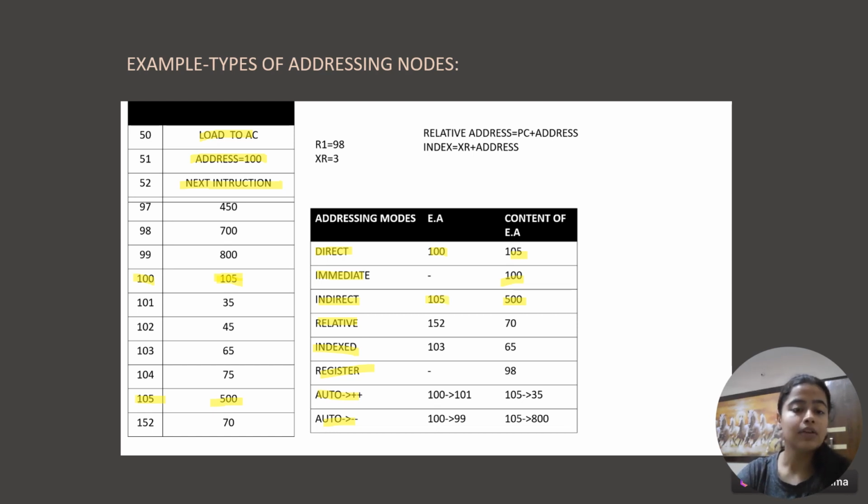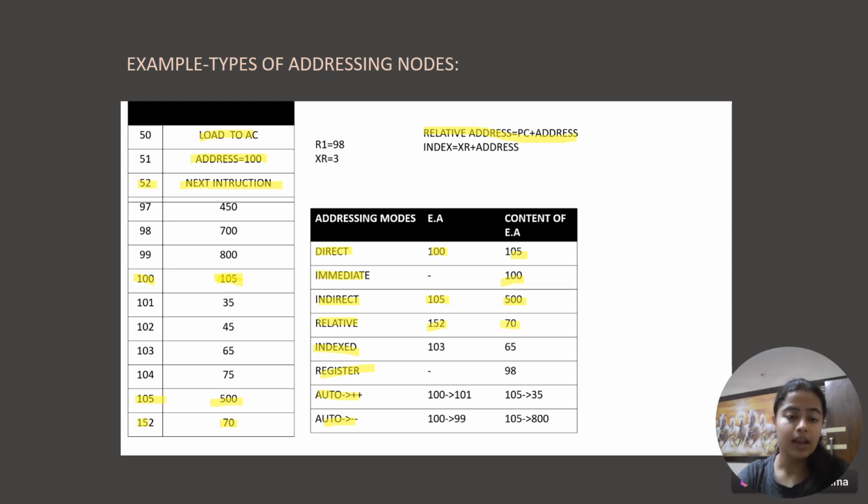Coming to the relative, as I told you, the representation is a sum of the program counter and the address given to us. PC is where the execution of the next set of instructions is going to happen, that refers to our program counter. The program counter is at 52. So 100 plus 52 gives us 152. At the location 152 we have 70 as the content. So that is why here we have 70.